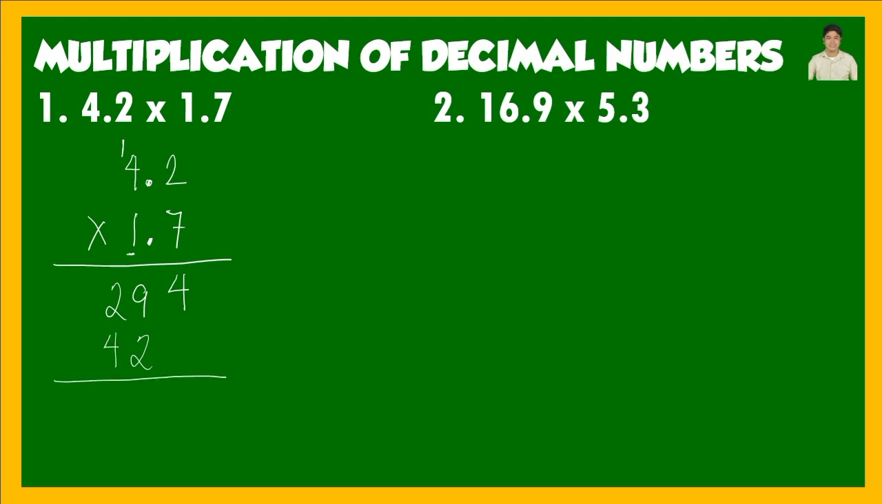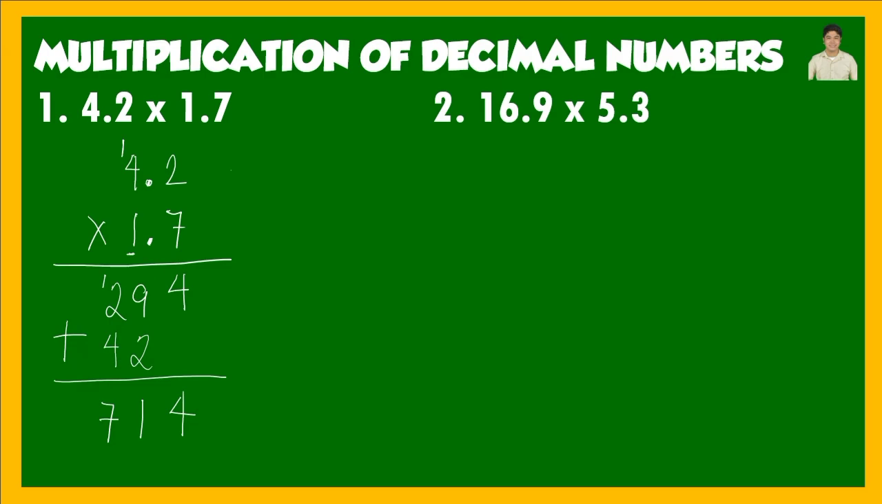And then, let's add. So, 4, wala naman po tayong i-add. So, bring down. And then, 9 plus 2, we have 11. So, sulat natin 1. And then, carry 1. 1 plus 2, we have 3. Plus 4, 7. And then, yung last step natin is kailangan nating bilangin yung decimal places.